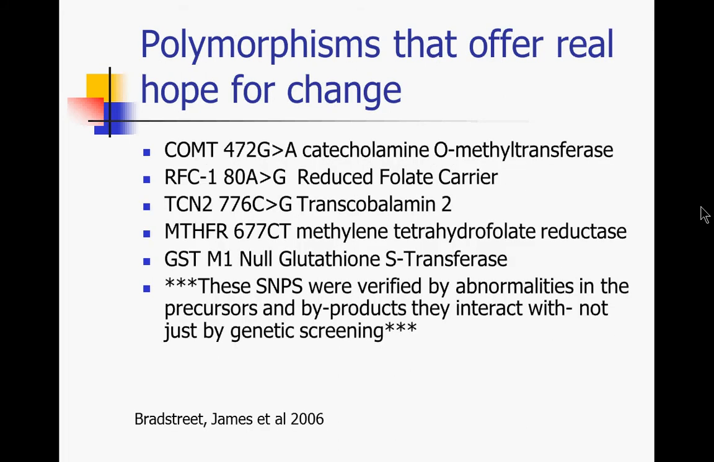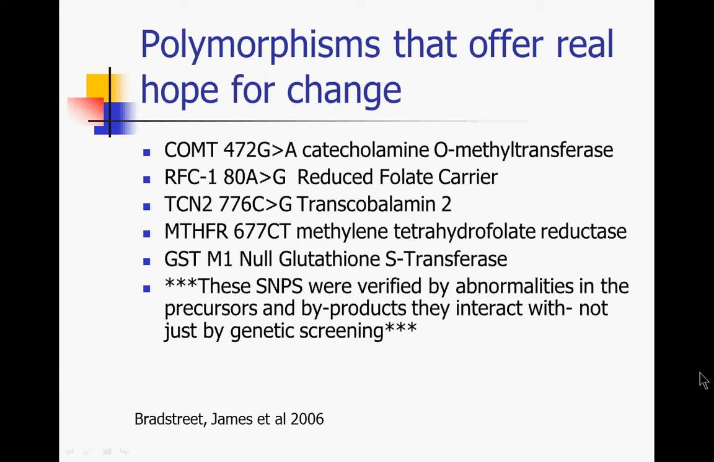So the new model is looking at the polymorphisms. Now these three polymorphisms have over and over again been shown to be statistically significant, found in a large proportion of autism. These two polymorphisms are common, but they're not extremely highly significant. But COMT stands for catechol-O-methyltransferase, and here's the variant that they find. RFC is the reduced folate carrier, and here's the gene sequence. And this is the transcobalamin, MTHFR, methylene tetrahydrofolate reductase, and GST, glutathione transferase.